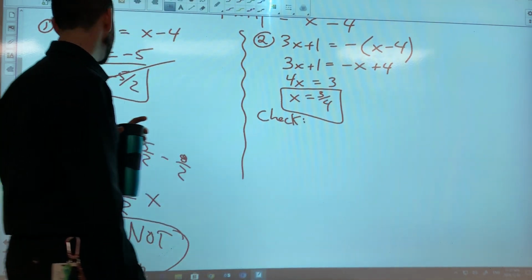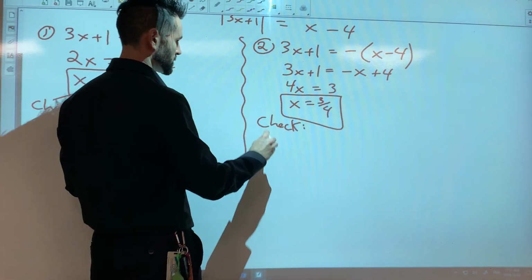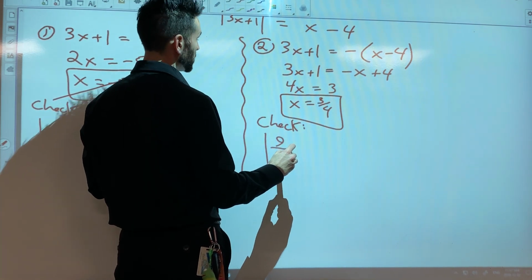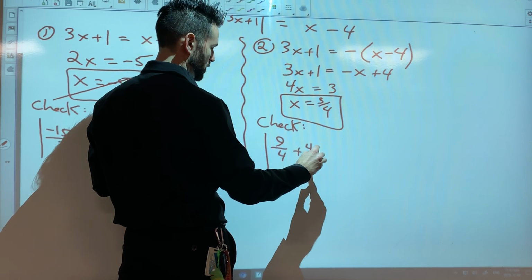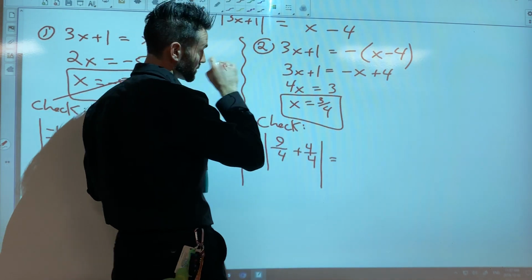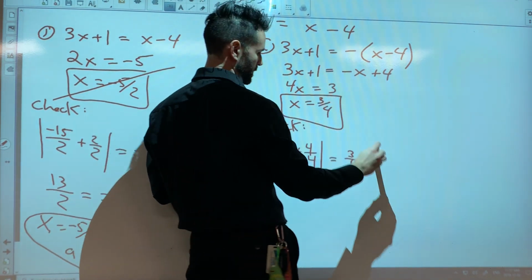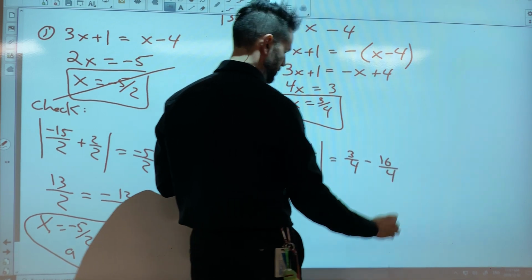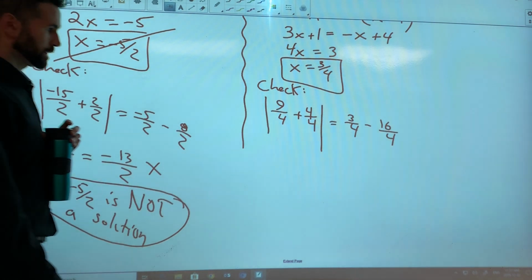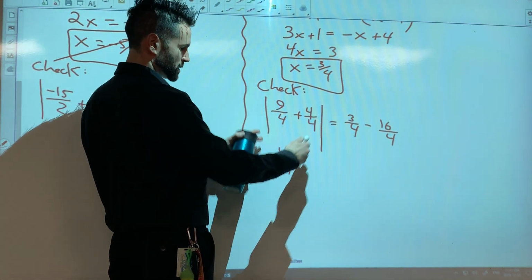I mean, if you have a calculator, great. I'm just thinking you might not. So I'm plugging into the absolute value. 3 times 3 is 9, so I get 9/4 plus 1. So I'm going to write it as 4 over 4. And then here, remember, going back to the original, you get 3/4, subtract 4, but I need to multiply it by 4 over 4, so it's 16 over 4. Okay, so inside the absolute value, again, you get 13 over 4. When you do the absolute value, that's what you get.